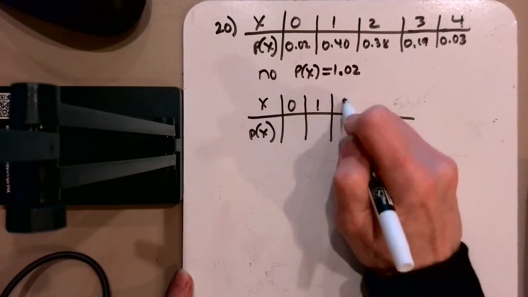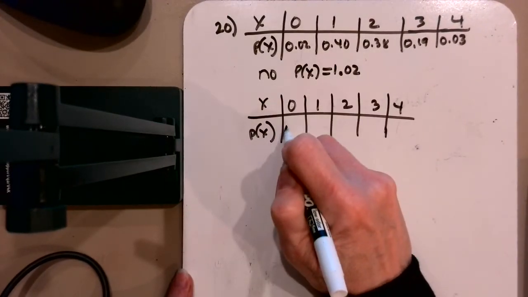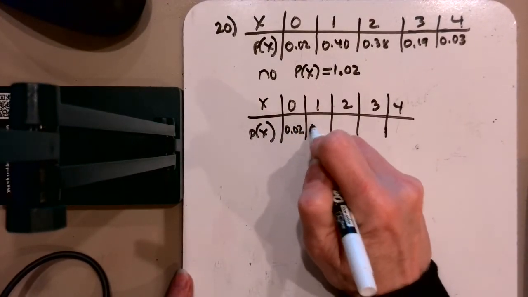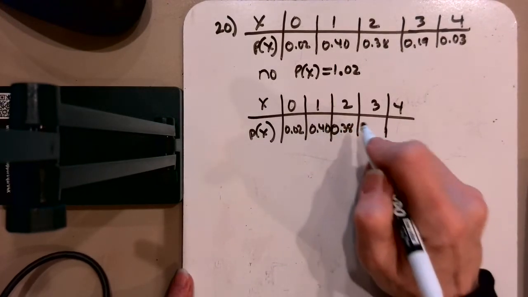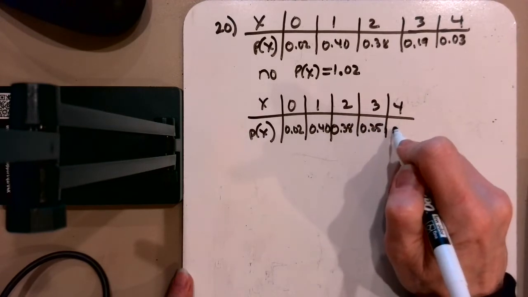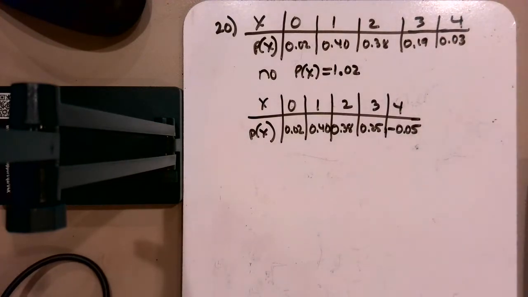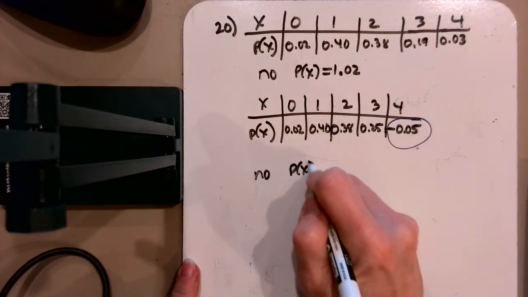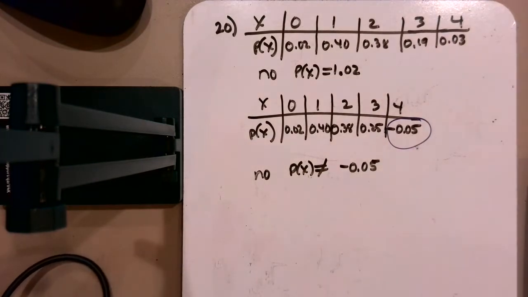Again, you have discrete numbers 0, 1, 2, 3, 4 for x. You have the associated probabilities 0.02, 0.40, 0.38, 0.25, and negative 0.05. So that's the problem right there. This probability of negative 0.05 cannot be a probability. Probabilities cannot be more than 1 or less than 0. So the correct answer is no, because the probability of x cannot be equal to negative 0.05. The smallest probability you can have is 0.